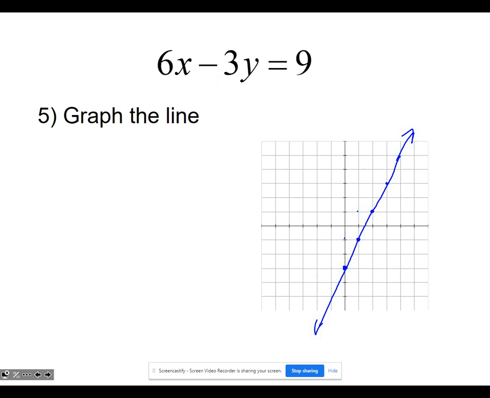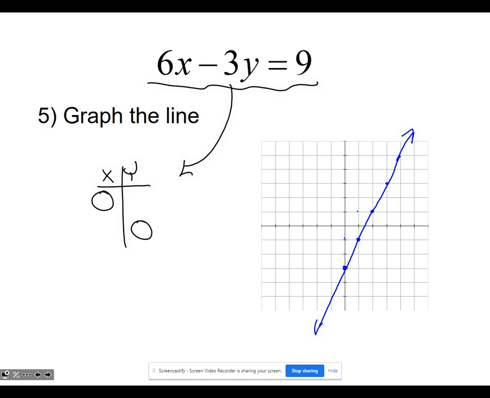Here's something else you can do. Remember at the very beginning, I gave you the general form. If you have the general form, you could make a little t-chart and just find the x-intercept and the y-intercept. That's plug in y equals 0 to see what the x-intercept is, and plug in x equals 0 to see what the y-intercept would be. If I plug in x equals 0, I get 6 times 0 is 0, minus 3y equals 9. Divide by -3, divide by -3, I get y equals -3. There's a point I know has to be on the line.